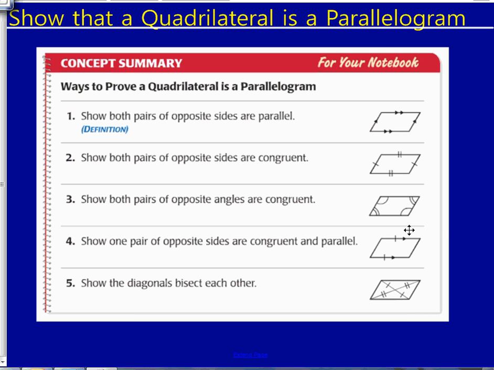Okay, so we don't necessarily need to work with all the sides. If we were to prove that these two are congruent and parallel, okay, or these two are congruent and parallel, then it would be a parallelogram. Okay, and then show the diagonals bisect each other, meaning that this part of the diagonal is going to be congruent to this part of the diagonal. All right, so before we even continue on to any of the examples, get these written in your notebook. This is a very important aspect of today's lesson, okay?